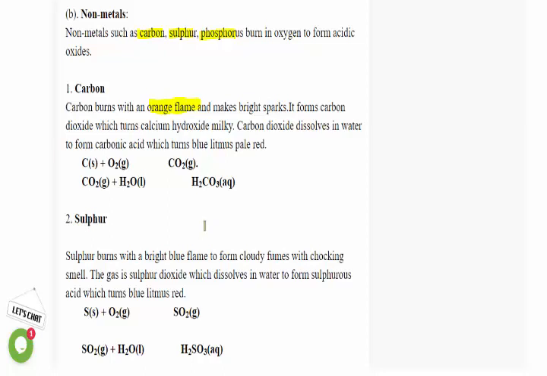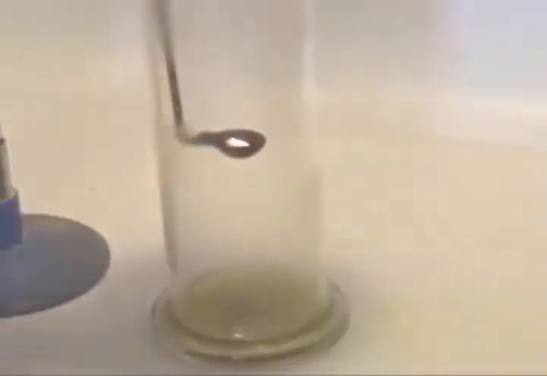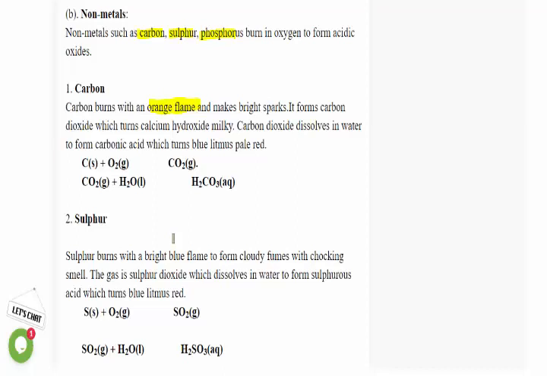Carbon occurs in a variety of forms like coal, soot, charcoal, and diamond. Carbon burns with an orange flame to form carbon dioxide gas. Carbon dioxide dissolves in water to form carbonic acid. Burning or combustion of carbon gave rise to the Industrial Revolution.